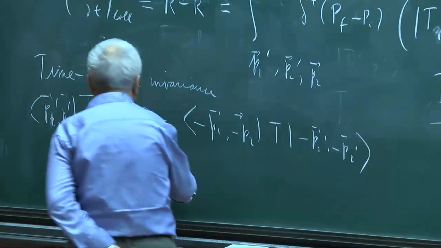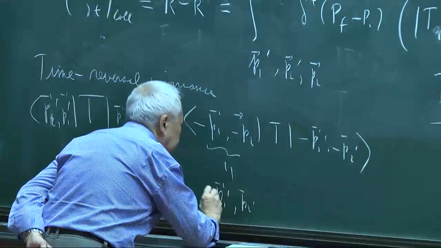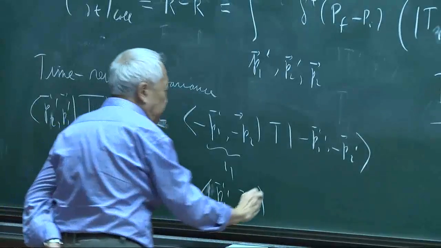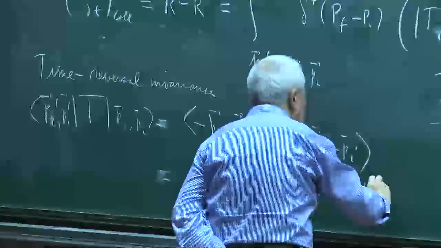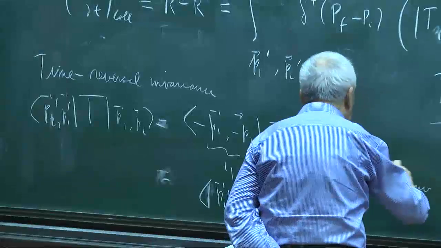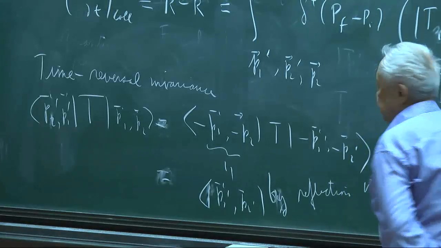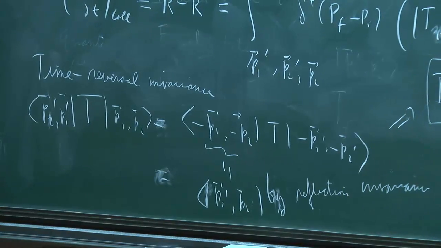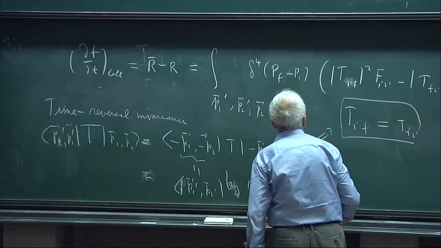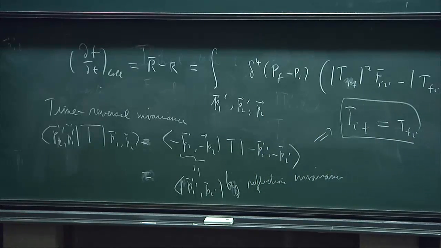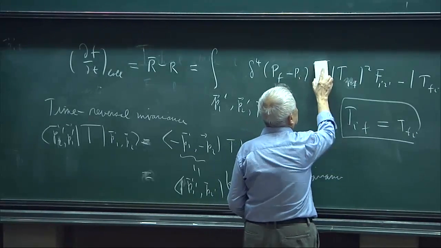Therefore, this is true. But this is also equal to P1 prime, P2 prime by reflection invariance. Because you change the sign just by reflection. Look in the mirror. And therefore, that is, the collision has the same amplitude as the reverse collision. And so I can factor this out.